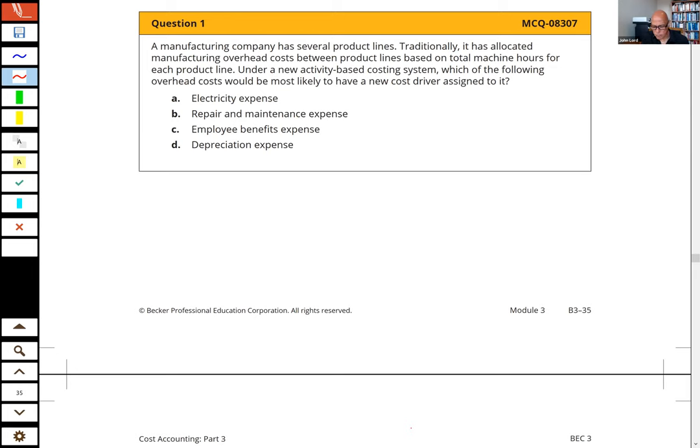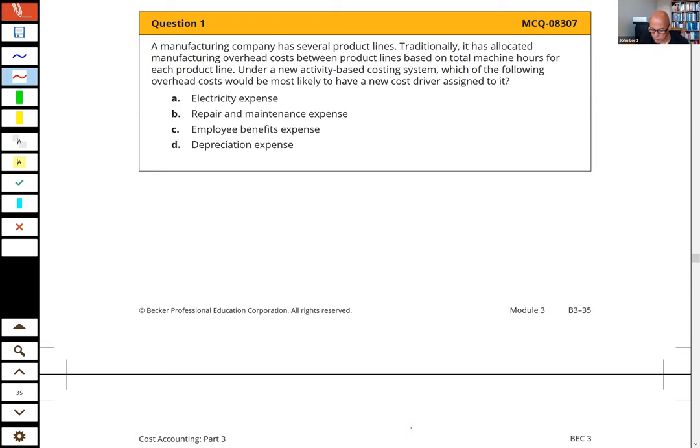Employee benefit expense, it's a little difficult to see the connection between machine costs and employee benefit expense. And so they might look for another driver to allocate those costs, maybe the number of full-time employees or something like that. So that's why item C, which most of us got correct, is the right answer. Question?